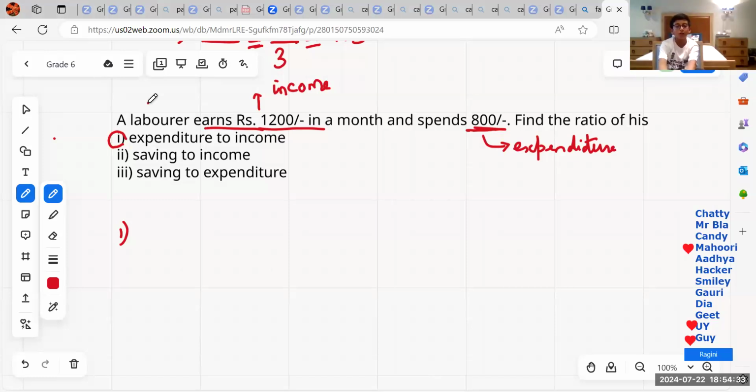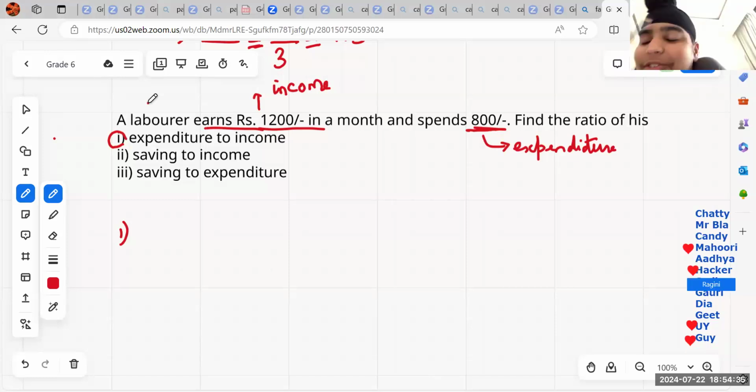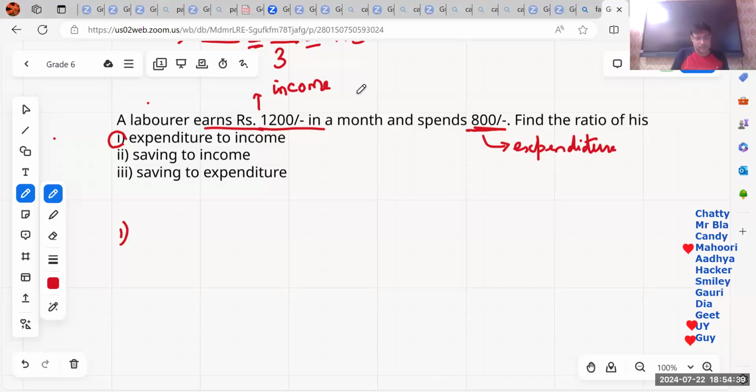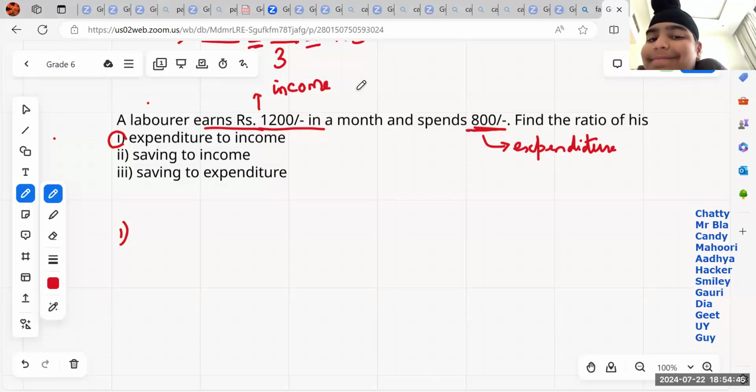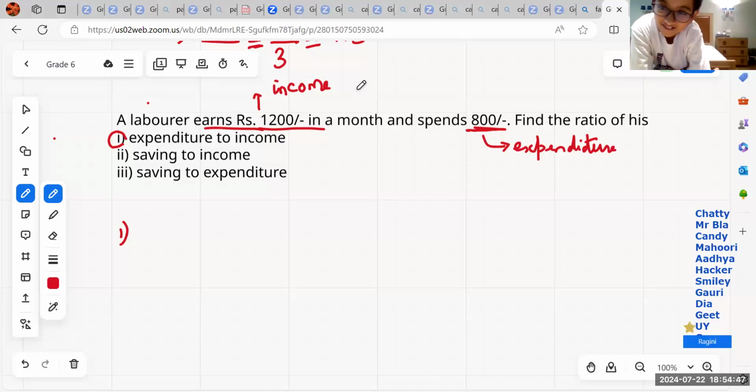Ma'am, this was a star question. Yes, this was a very easy question. I'm sure everyone will get it correct. Well, people who do it. Yay, star. Star.